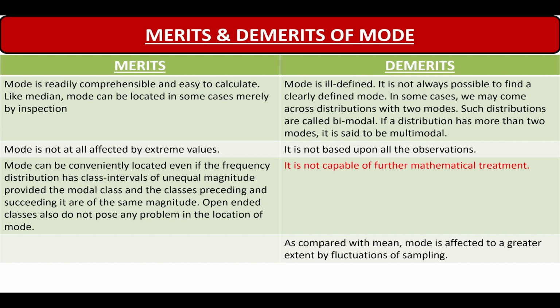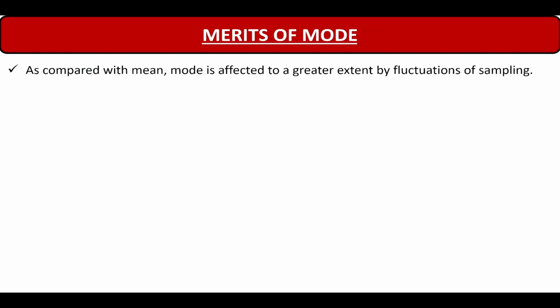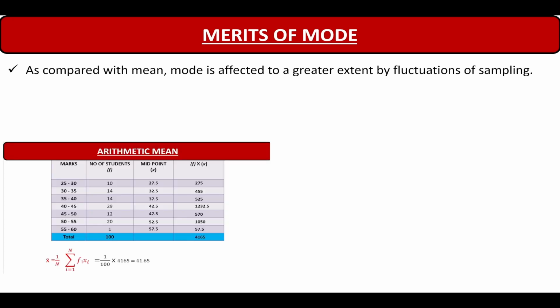And coming to the last demerit of mode, as compared with mean, mode is affected to a greater extent by fluctuations of sampling. What does this mean? Let us consider the example for arithmetic mean. If you see in this example, if we move the classes up or down, they won't have any effect on the arithmetic mean. Why? Because the arithmetic mean is the summation of the frequency and the midpoint. Okay, so moving the classes up or down won't have any effect on the arithmetic mean.